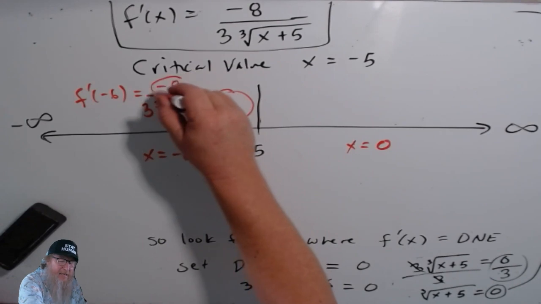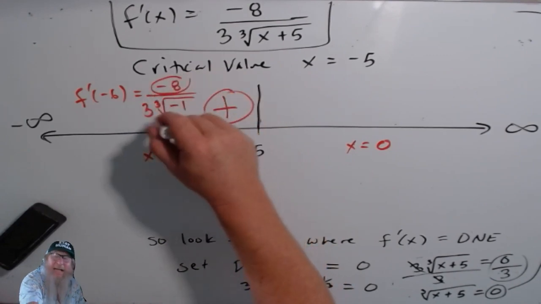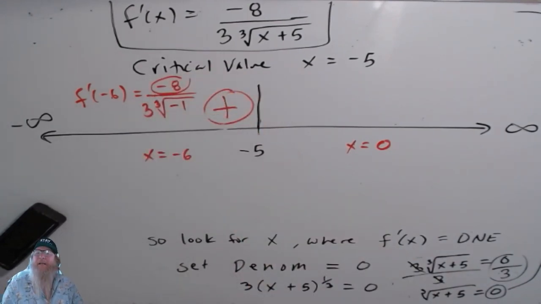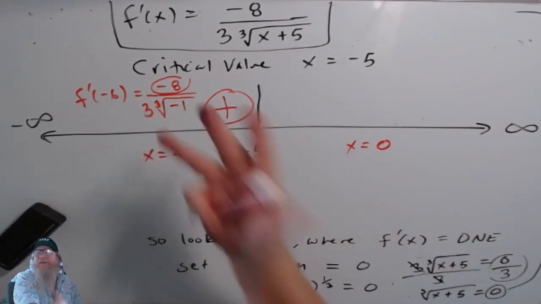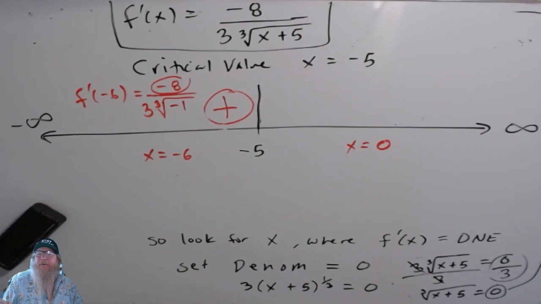It's negative 8 divided by negative 3, if you really want to know what that comes out to be. The cube root of negative 1 is negative 1 times 3, but I don't care. It's a negative divided by a negative, so it's a positive.